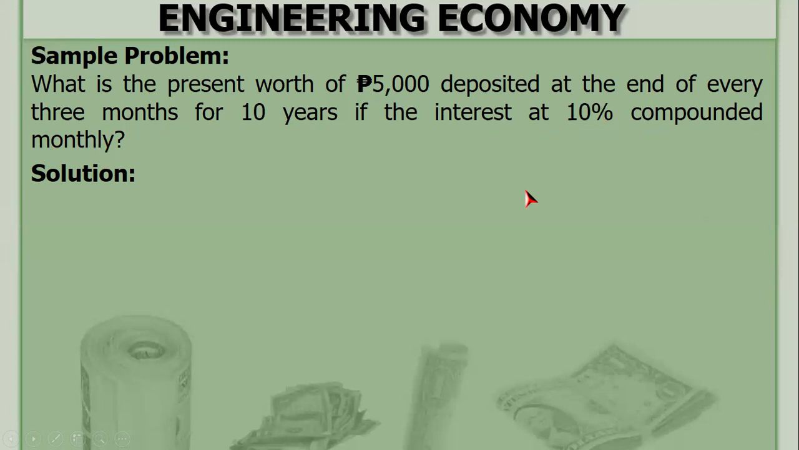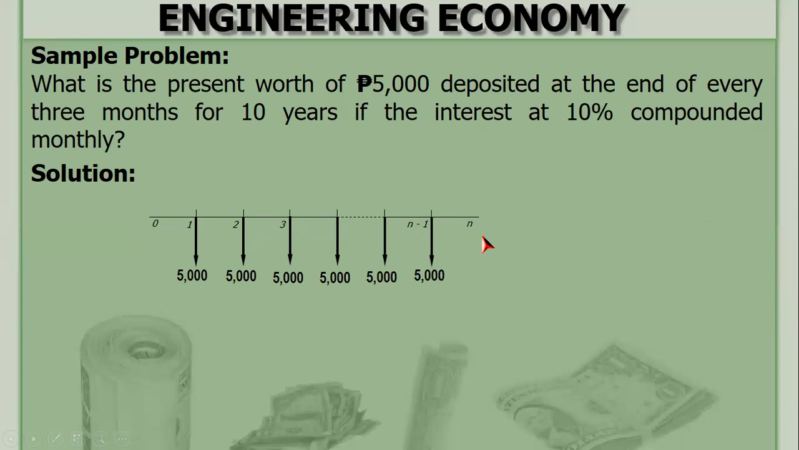So what are we going to do? In this case, you convert the nominal rate na compounded monthly to compounded quarterly to be consistent with the periodic payment na every 3 months or quarterly. Okay. So, this is our cash flow, 5,000 every quarter, first quarter, second quarter, third quarter, fourth quarter, and so on. Now, the last period is 10 years, and then 4 quarters per year. So, 40 na. N is equal to 40.